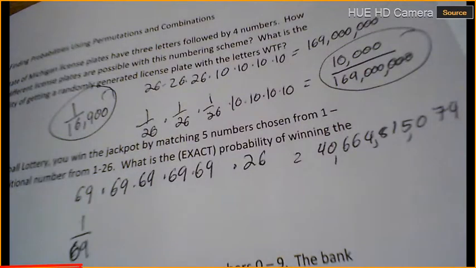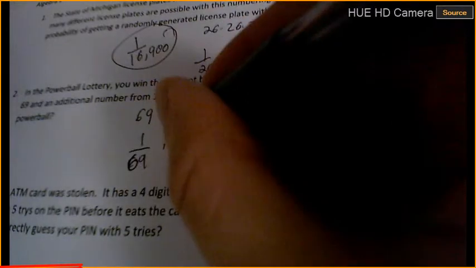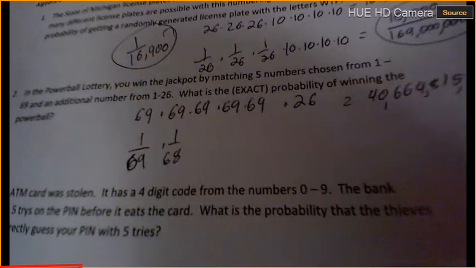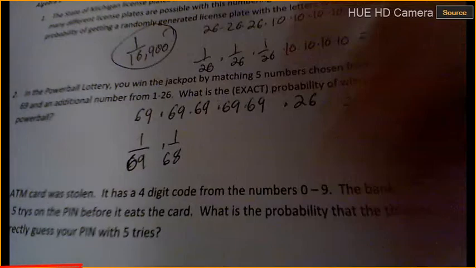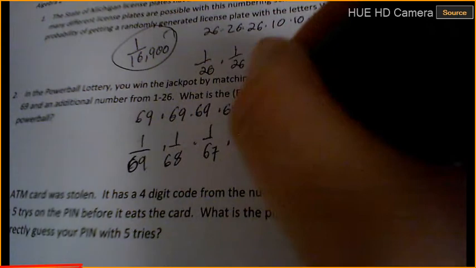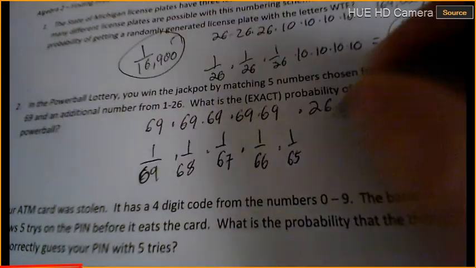So I've got 1 out of 69 to get the first number, correct? But they don't replace the numbers. So what are my chances to get the second one? 1 out of, not 69, but 68. And then 1 out of 67. And then 1 out of 66. And then 1 out of 65, right? And then it's 1 out of 26.